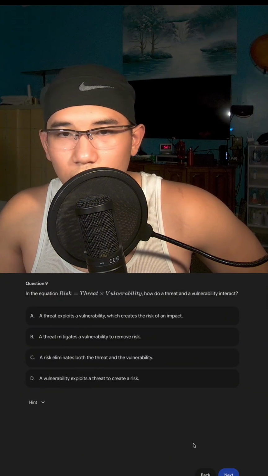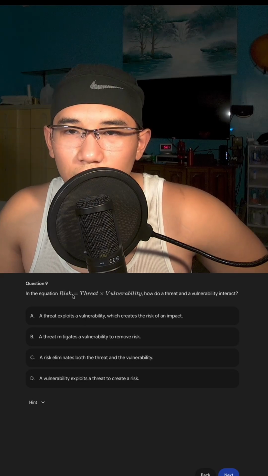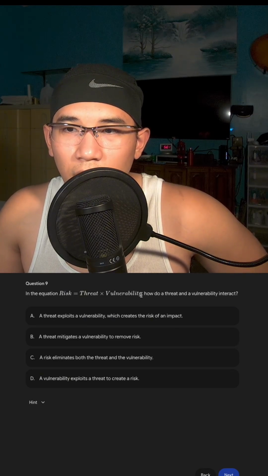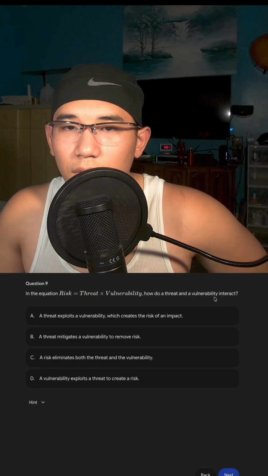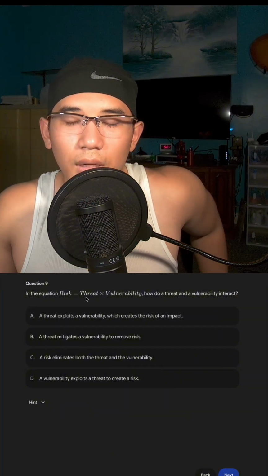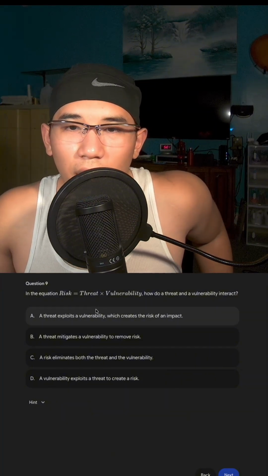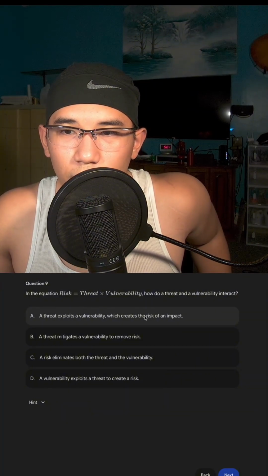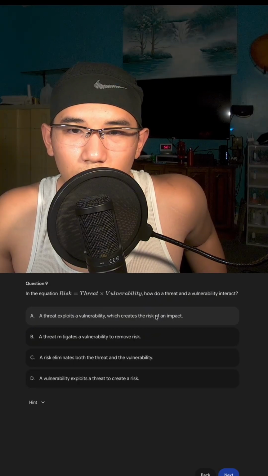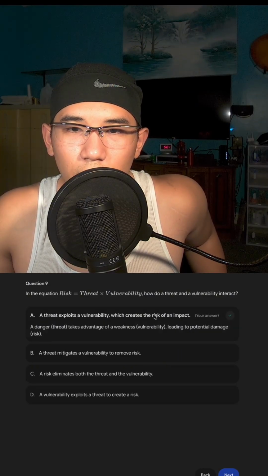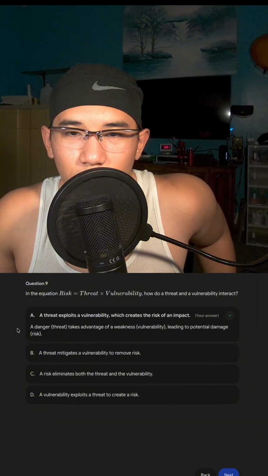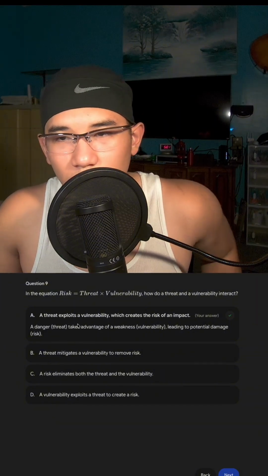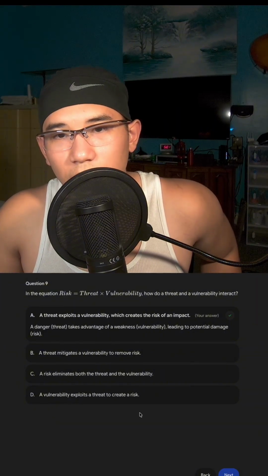Yeah, that makes sense. In the equation risk equals threat times vulnerability, how do a threat and vulnerability interact? A threat exploits a vulnerability, which creates the risk. Yep. A danger, aka a threat, takes advantage of a weakness, the vulnerability, leading to potential damage, which is the risk.